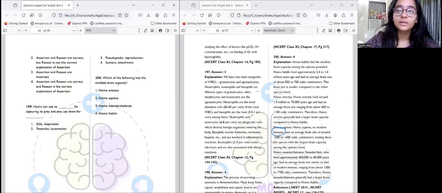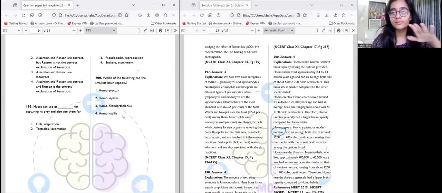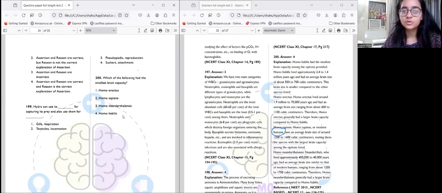Which of the following have the smallest brain capacities? The answer for this is Homo habilis. Homo habilis has the smallest brain capacities. Now, all of these are questions from evolution where there can't be much explanation because we do not have enough data to prove the explanations, or they are just mere facts which cannot be proved, right? So for the 200th question, the answer is Homo habilis.